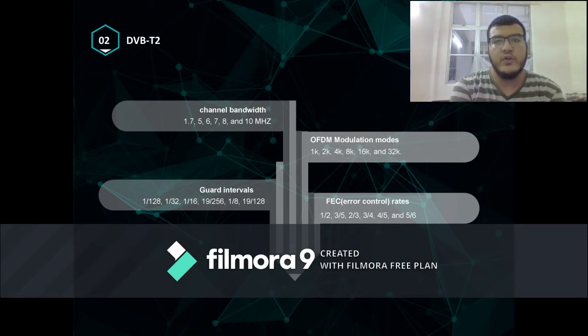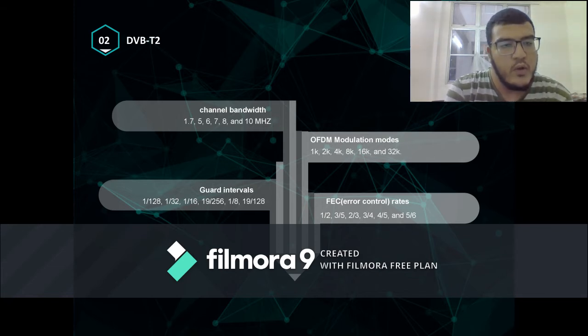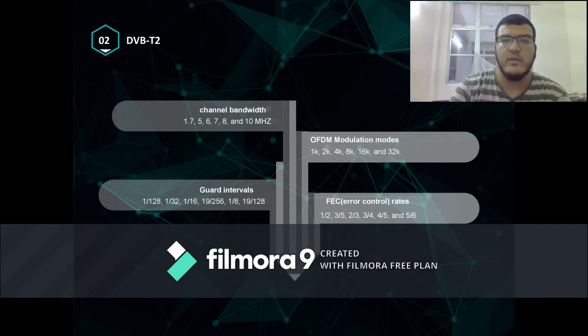Next, we'll talk about the guard intervals. What is a guard interval? A guard interval is a technique used to ensure that the transmissions do not overlap, therefore causing noise. We see in the presentation that we have multiple modes for guard intervals: 1 over 8, 1 over 32, 1 over 16, 1 over 128, and even more. So how do we choose between these guard intervals? Or how do we know which one is better for us?